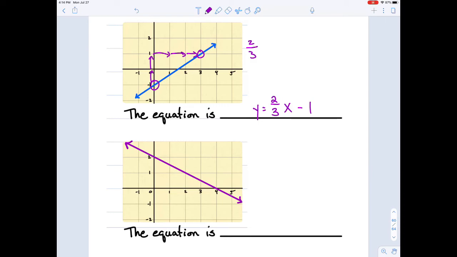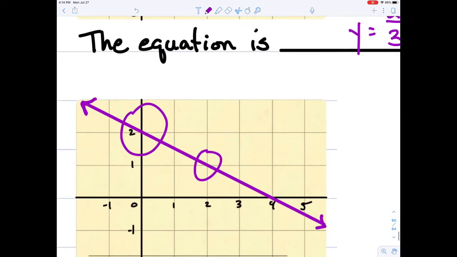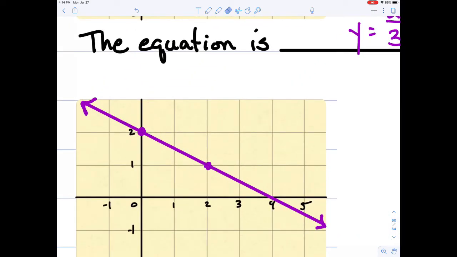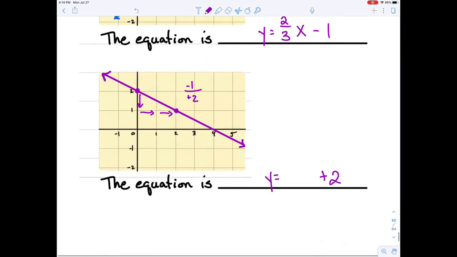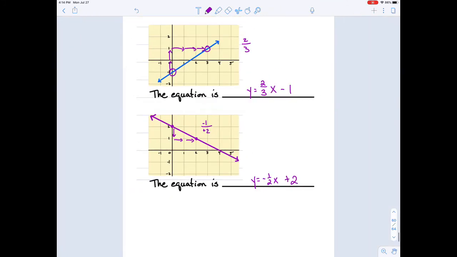Let's do the purple one. Y-intercept, look at that. Right there is 2, so y equals, I'm going to leave some space for my slope, but I'm going to put +2. And now I need another spot, right? So I see these 2 points. Let's zoom right in. I'm looking at this and this. I'm going to go ahead and count rise of -1 and run of +2. This looks like a -1/2 to me, so I have -1/2 is my slope, always with an x, and now I have myself my equation.